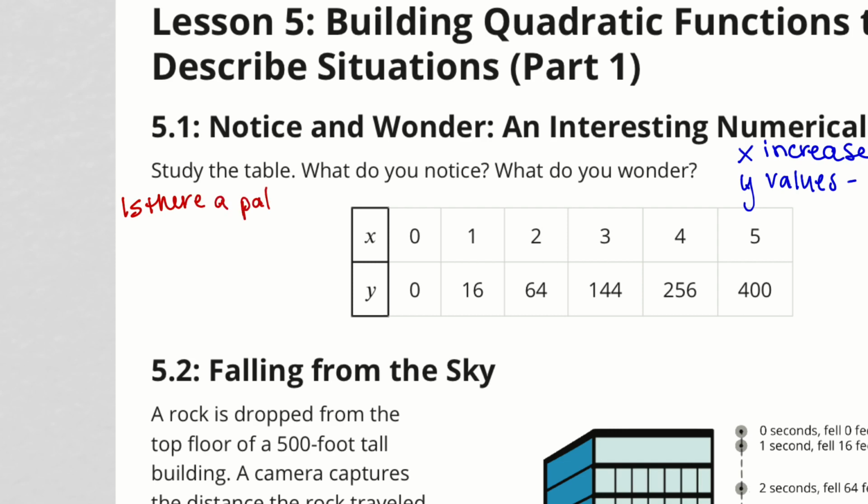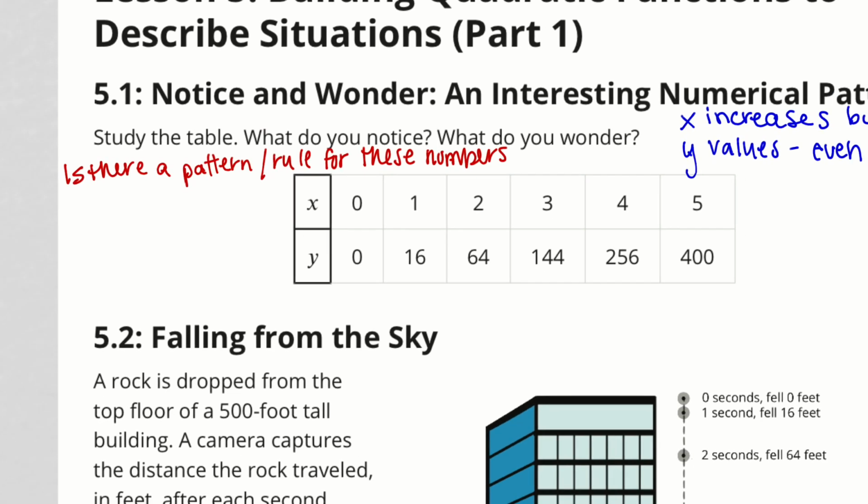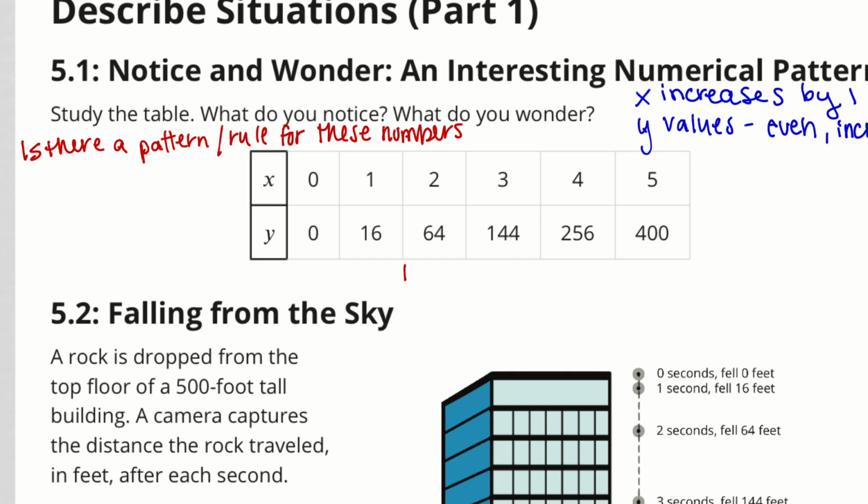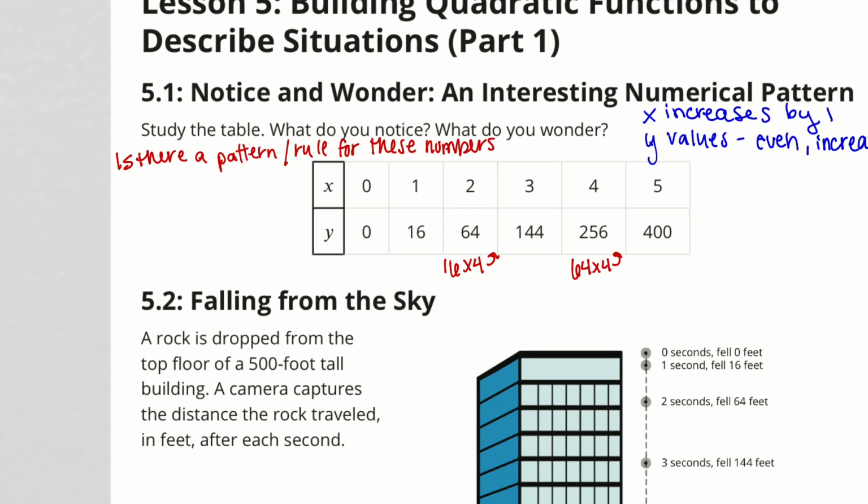Kind of. So if you multiply 16 by 4, it's 64. But if you multiply 64 by 4, it's 256. Okay, so you said 16 times 4 is 64. And then if you multiply 64 by 4, it's 256. So there might be something to that. What else? Do you wonder anything else about this? Okay, let's go to the next part.